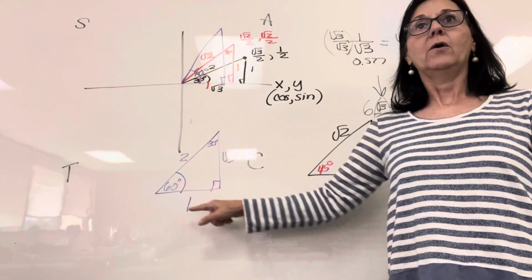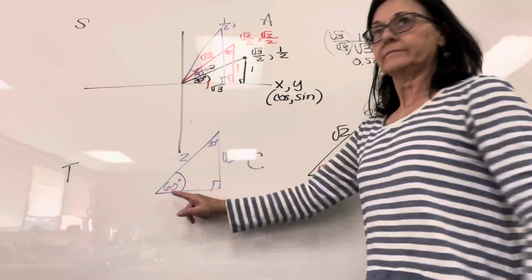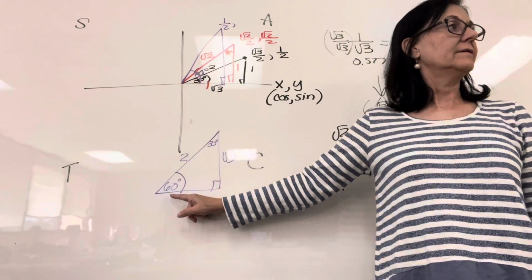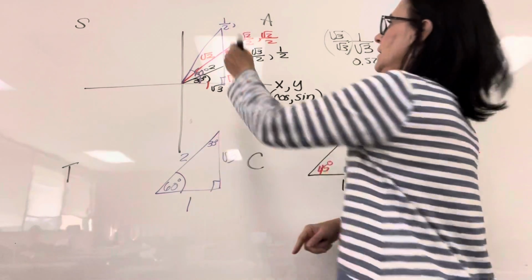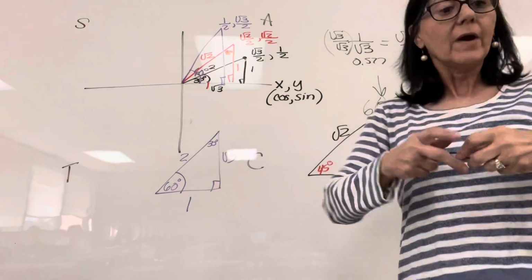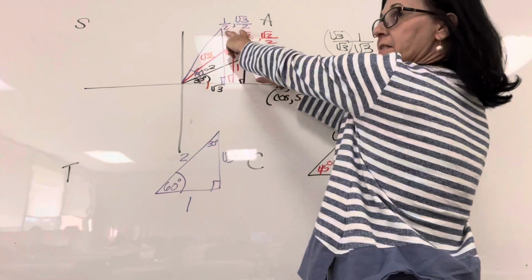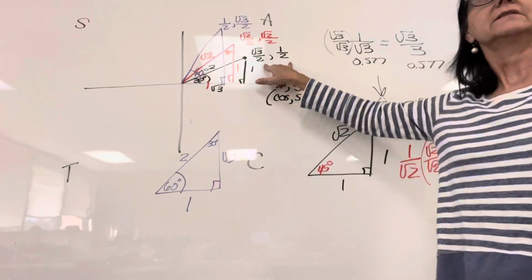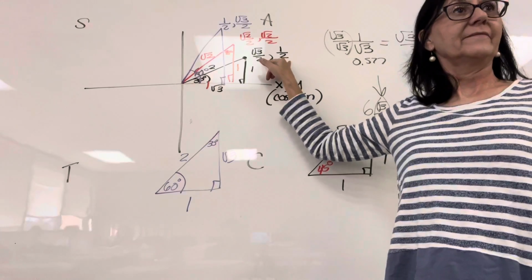1/2. You agree? All right. So the cosine is 1/2. What is the sine? Opposite. So square root of 3 over 2. Look what happens from the 30 degree to the 60 degree. What happens? They swap. Do you see that?